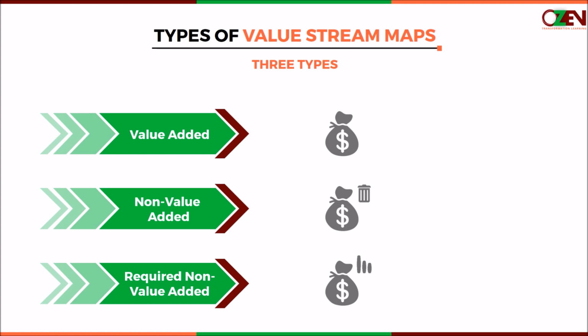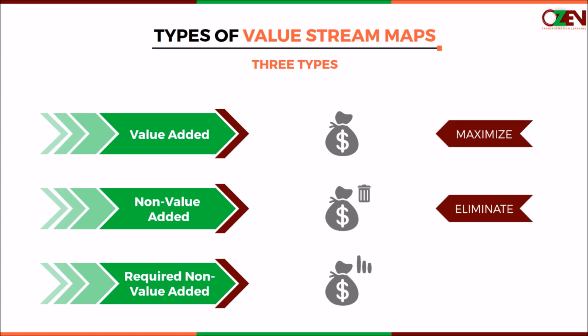These are activities important to the business to remain in the market, but are not activities the customer is directly paying for. The objective in VSM is to classify each activity in the value chain into one of these three buckets. Then the goal is to maximize value-added activities, eliminate non-value-added activities, and reduce required non-value-added activities. When processes are first mapped, it may display only about 10% of the process is value-added.